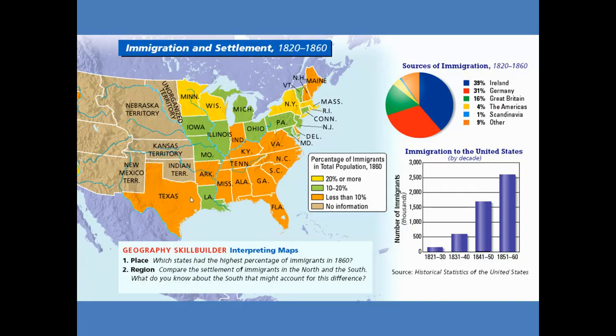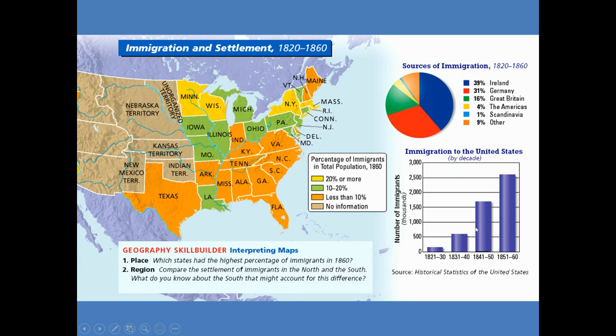This is a great map that shows this immigration and settlement from 1820 to 1860. And keep in mind that these numbers will only increase after 1860. You can see the breakdown of ethnicity of who's coming, mostly Irish and German. Later on, it'll be Polish, Italians. But the first wave is definitely mostly Irish and German.